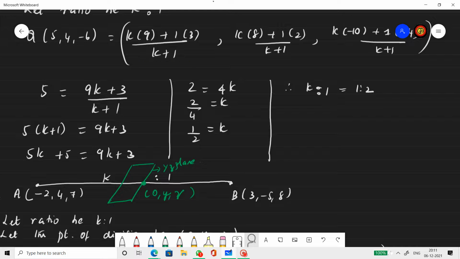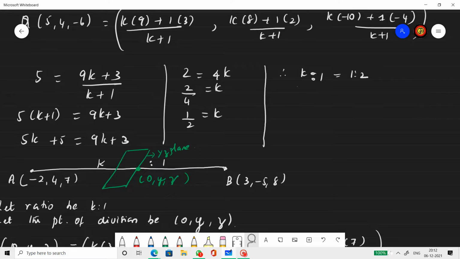When the x coordinate is equated to 5, simplification will take you to the answer as k equals 1 by 2. So k is to 1 equals 1 is to 2. So that means Q divides PR internally in the ratio of 1 is to 2. Sometimes you might get a negative value also as a ratio. In that case, you have to say that Q divides PR externally in the ratio of 1 is to 2. So make a note of that.